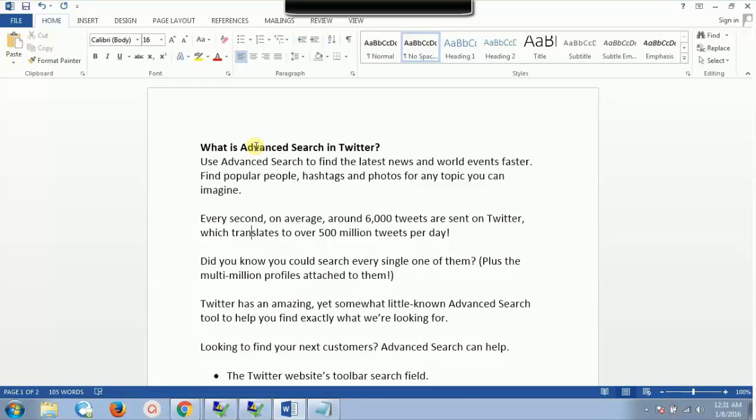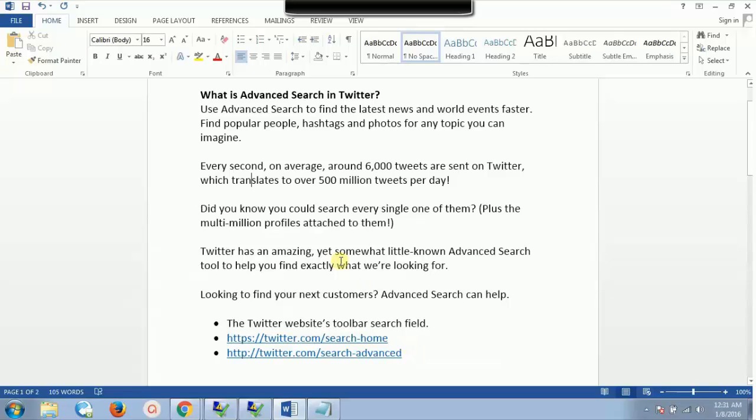So, looking to find your next customers? Advanced search is the solution, and you can find it by three methods.